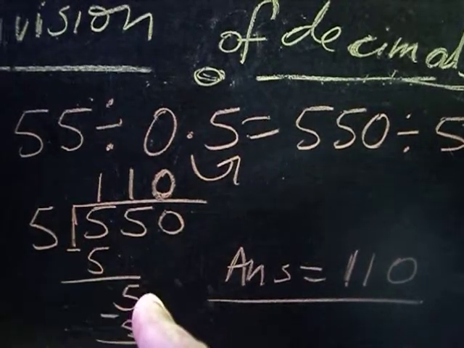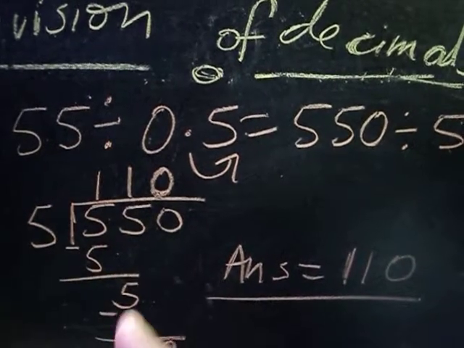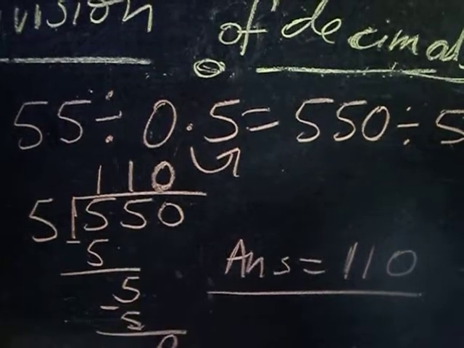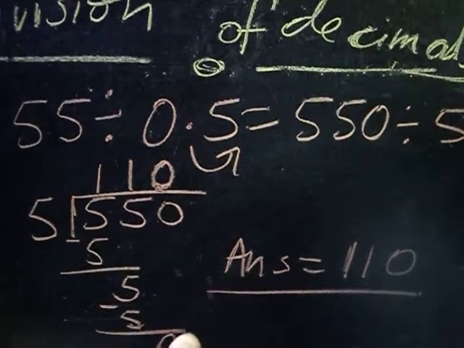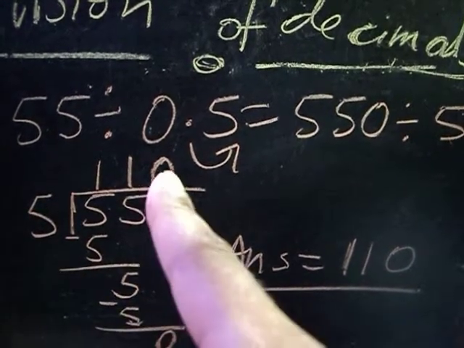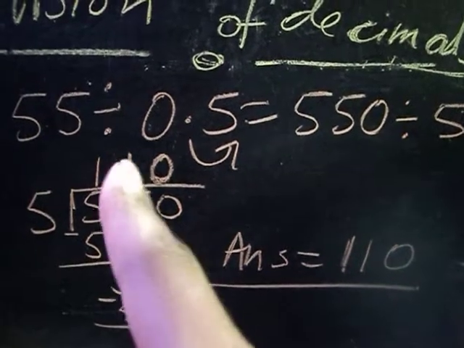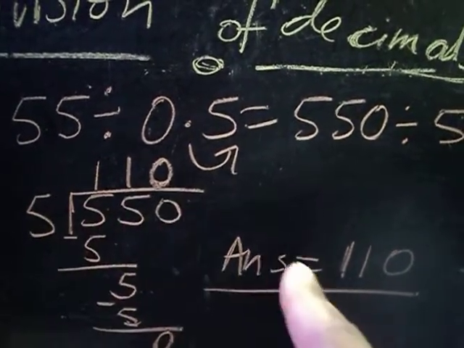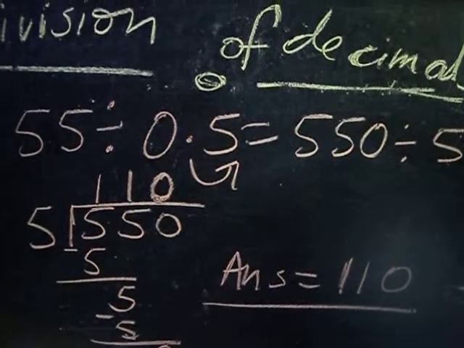And 5 into 5 is 1. 1 times 5 is 5. So, you subtract that, that's 0. Right? Bring down the 0. 5 into 0 is 0. 0 times 5 is 0. Okay, so it's 110. 110, that's your answer.